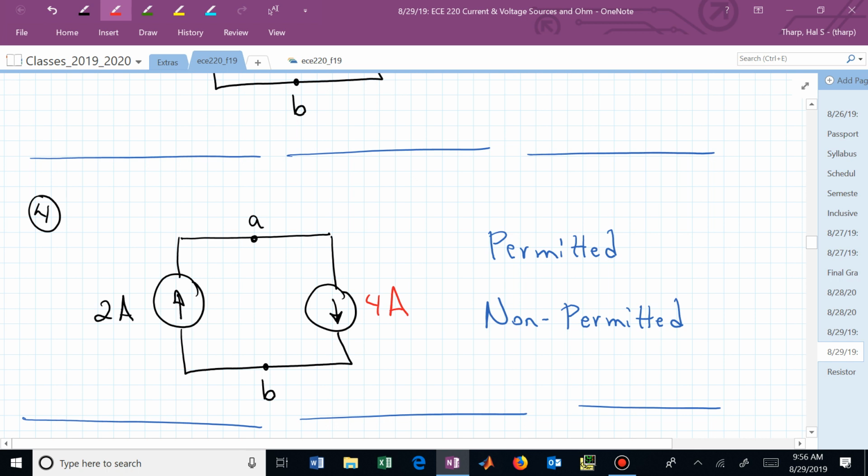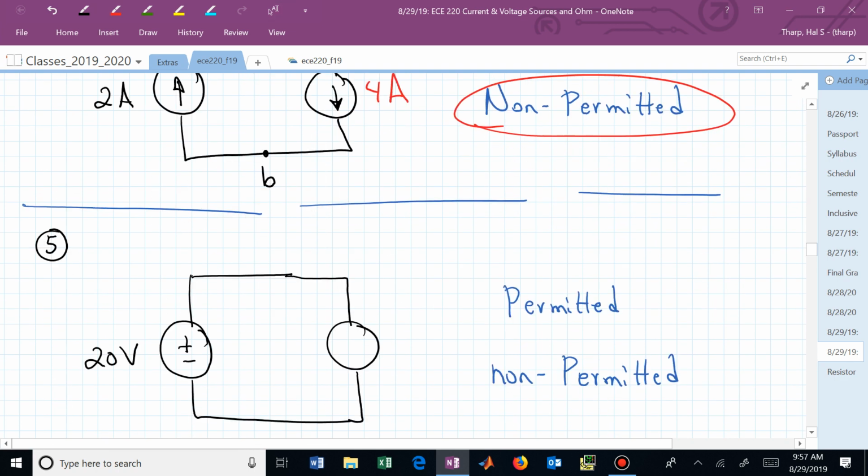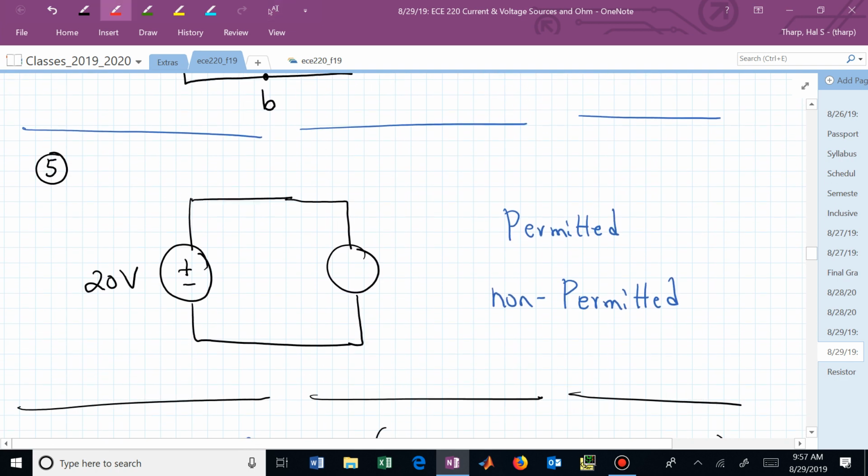Is this okay? Is this permitted or not permitted? Not permitted, because now you're putting 2 in and somehow 4 is coming out. That's not making sense. The current source on the right is saying push 4 through, and the one on the left is saying push 2. Those are not going to be compatible. This is not permitted. What about this one?